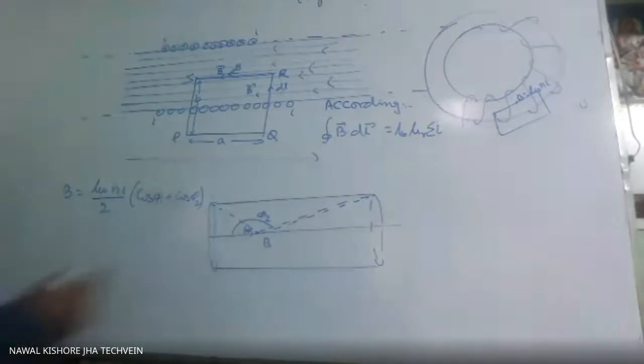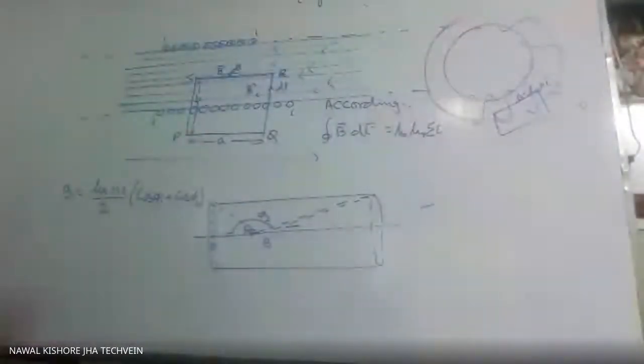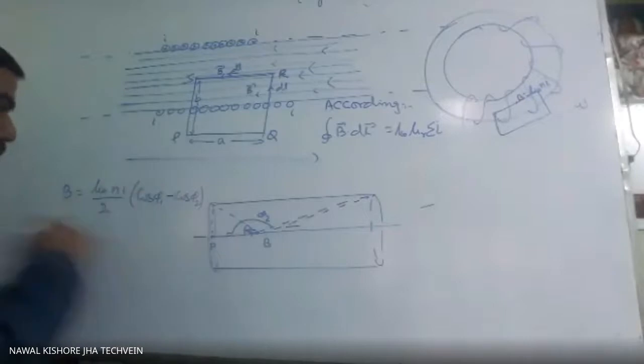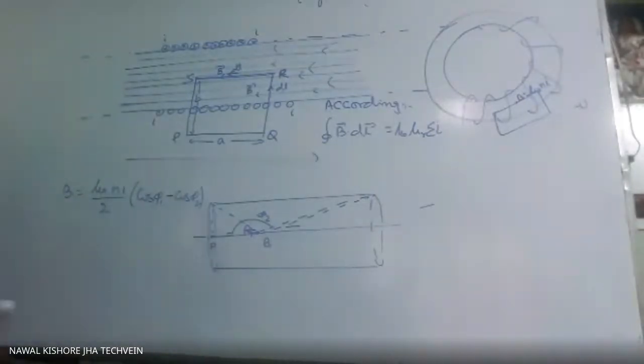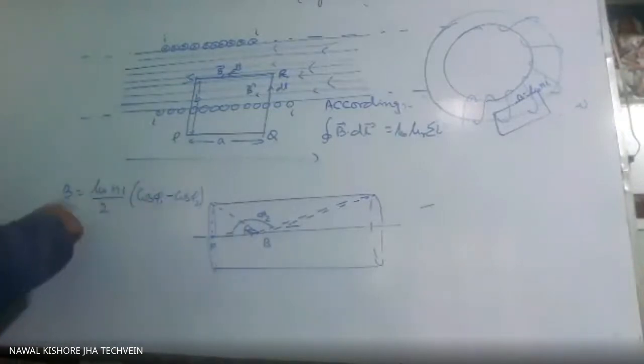If suppose this point we are considering here, then from the axis it will make an angle of 90 degrees, and here, if it is infinitely long, then it will make 180 degrees. So cos 90 plus cos 180. No, cos theta 1 minus cos theta 2. So if it is infinitely long, then theta 1 will be 0, theta 2 will become 180. Cos 0 is 1, cos 180 is minus 1. So 1 minus minus 1 is 2, and the 2s will cancel. So mu naught n I.